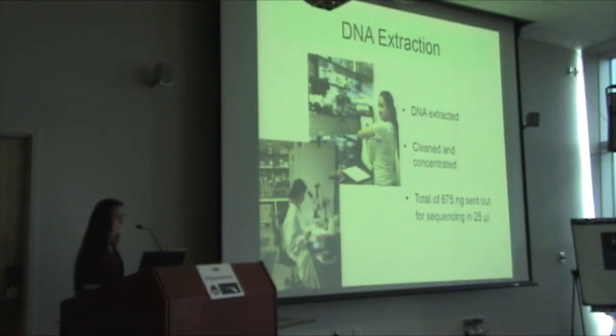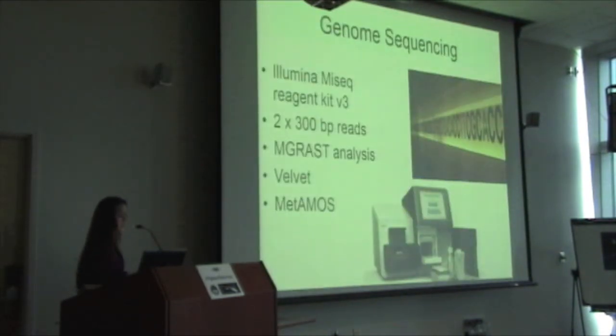After we extracted the DNA, I used a Zymo Clean and Concentrator kit for genomic DNA, and finally, after weeks, I was able to collect enough DNA for sequencing. In total, I collected 675 nanograms of Dichothrix DNA in a volume of 25 microliters. Then it was sent out for sequencing. We sent it to the University of Florida.